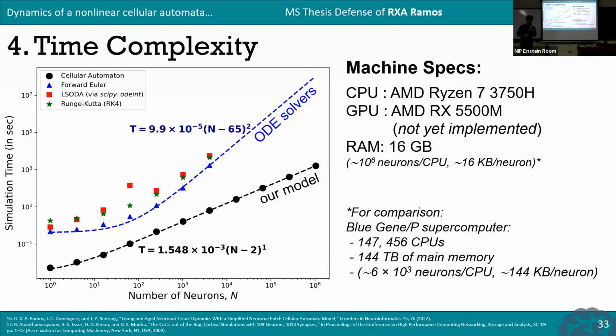However, using our cellular automata model, the simulation time increases linearly with the population size. So this allows us to simulate large-scale neuronal networks much faster and more efficiently than using ODE solvers.